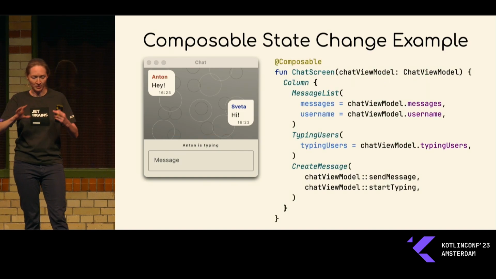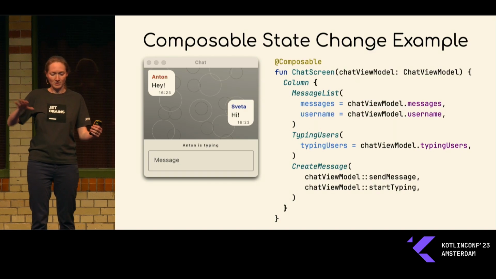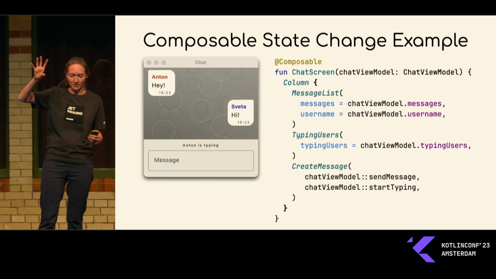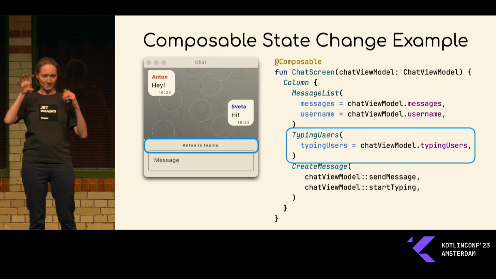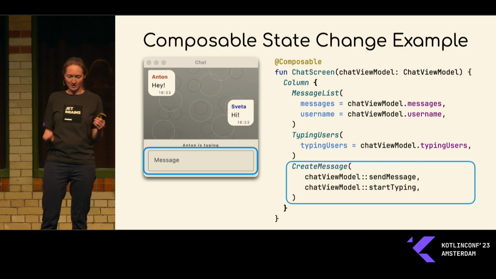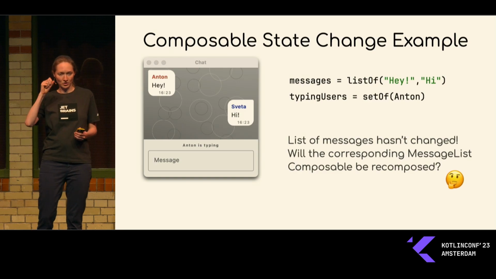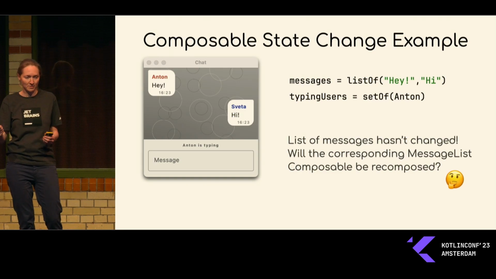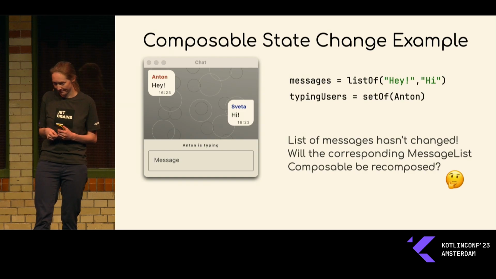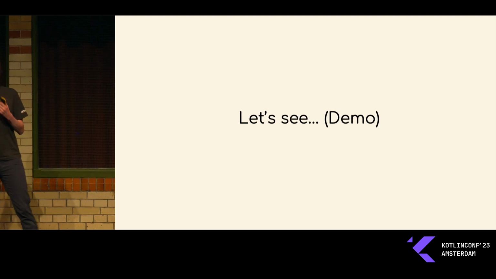In our case, you can browse the code. We have simple composables. The whole composable is the chat screen, and it consists of three parts. First goes the message list, then there are typing users, and the create message part. So the question is, if our message list has not changed, will the corresponding message list composable be recomposed or not?